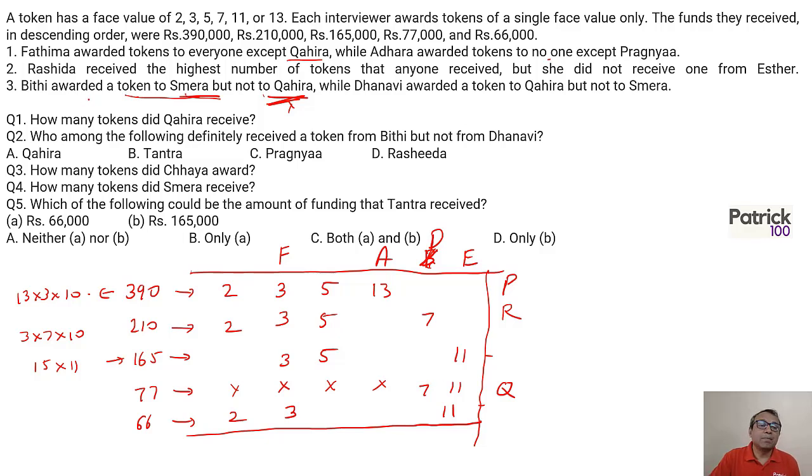So going back, B awarded a token to S but not Q. Now B can be either 5 or 2. If B is 2, I'm putting this case, okay, 2 cases. I'm putting a line to indicate 2 cases. So B is 2, B awarded token to S, that is the first case, but not to Q. If B is, let's say, 5, then S will be the 165. B awarded token to S and this one.